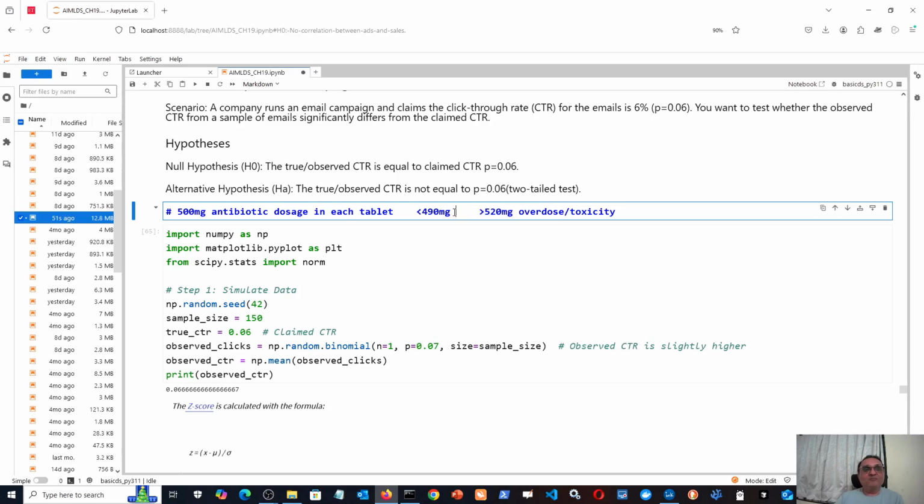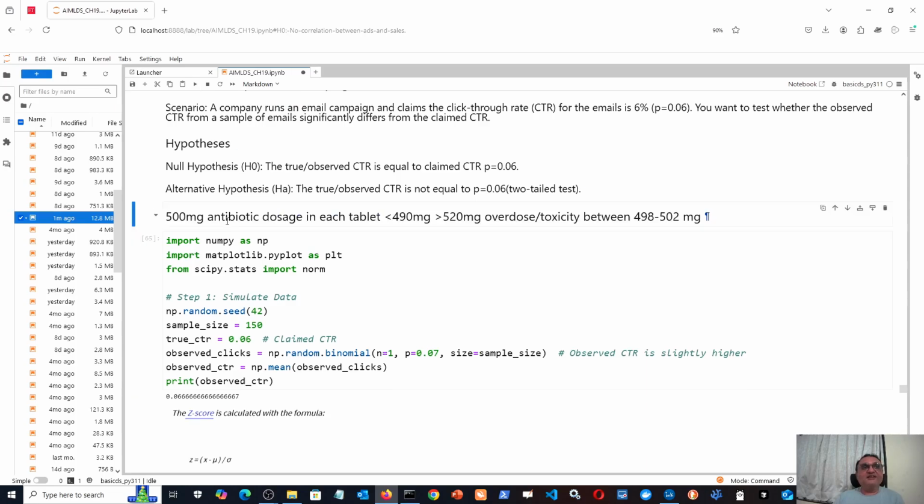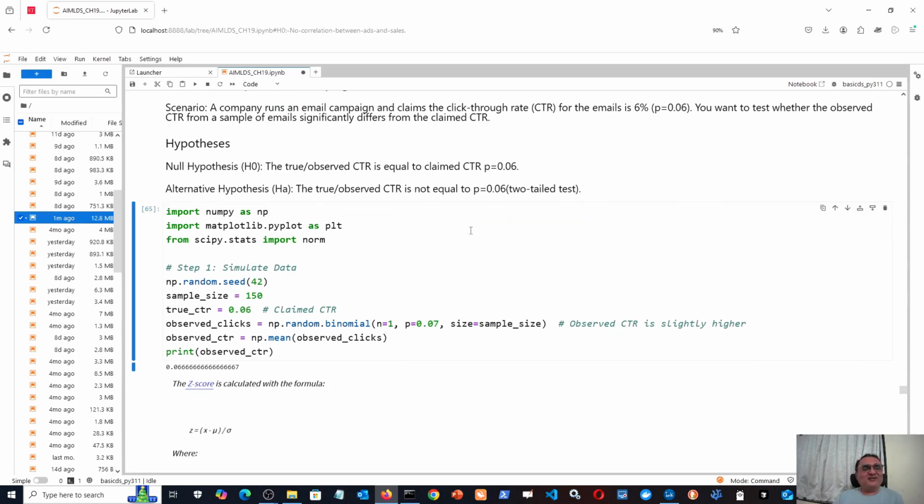You will say that no, if you are saying 500 milligram, then it should be between say 498 to 502 milligrams. I will not tolerate more than this variation, right? So there a two-tailed test is actually required, because a lesser value is not acceptable and a higher value is also not acceptable, correct? Both can lead to serious consequences. In email marketing, it is a subjective choice of the company.